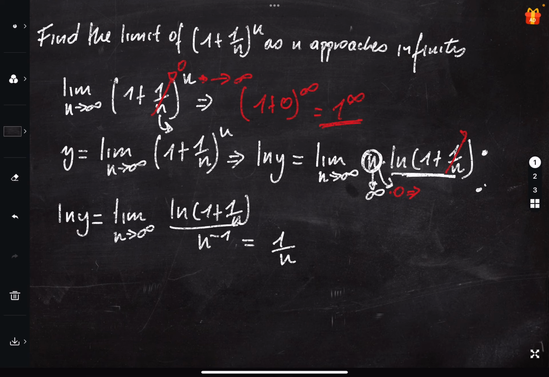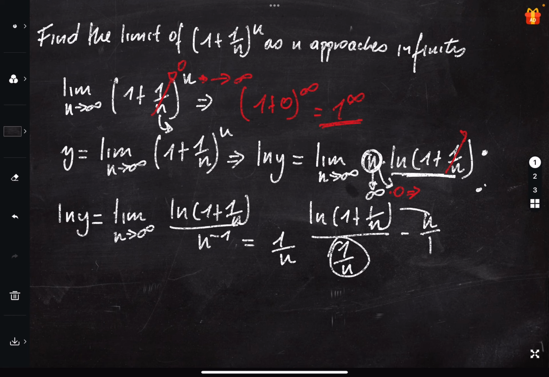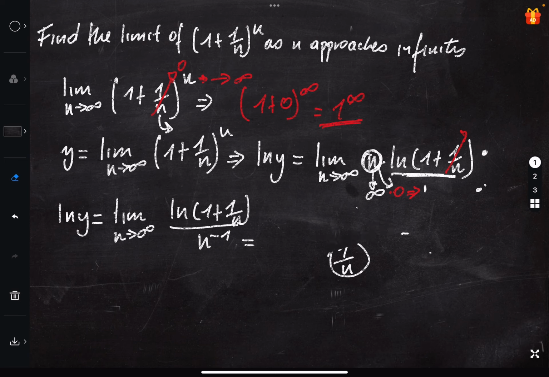And if I have natural log of 1 plus 1 over n divided by 1 over n, this is the same as keep, change, flip, whereby this changes into n over 1. So I end up coming back to my original function here. That was just to make sense of what I just did. So I'm going to keep it as 1 over n instead of n to the power of negative 1. That was the wrong thing here, I can erase this.